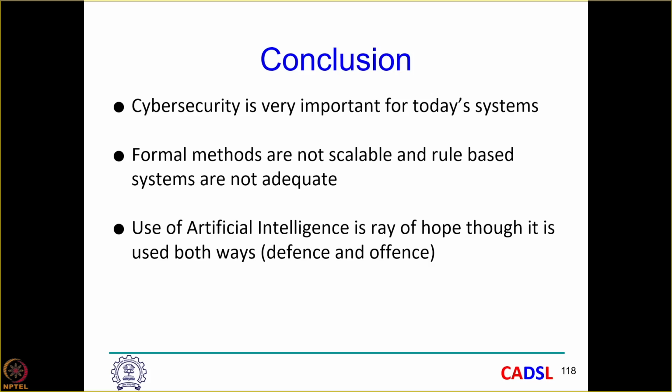Formal methods are not scalable and rule-based systems are not adequate, and therefore our use of artificial intelligence is a ray of hope, though it is used in both ways by the attackers and the defenders. Attackers are also generating more and more attacks based on this, and defenders are also trying to defend using similar kind of infrastructure. Hence, our aim is we should always stay ahead of attackers, so that we can defend our information infrastructure in a more efficient way.